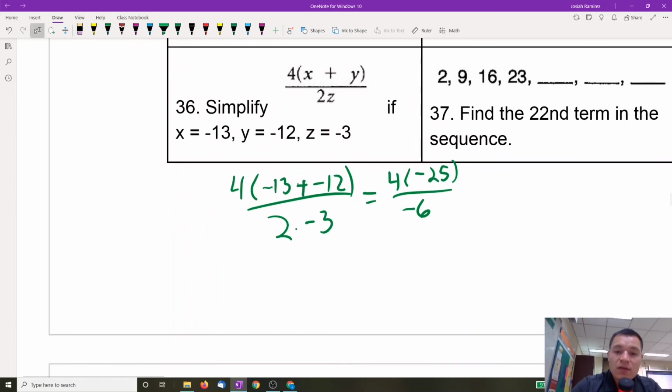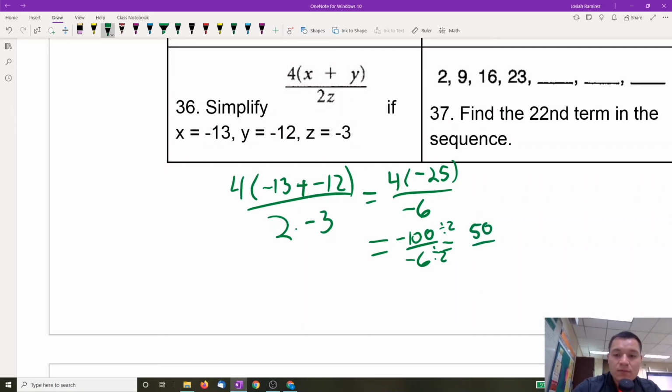Okay. Now let's do a little bit more. Let's do 4 times negative 25. Negative 100 over negative 6. That's going to make a positive number. And I'm going to reduce both by 2. And that's as far as you could go fraction-wise, or you could change it to be 7 1/3.